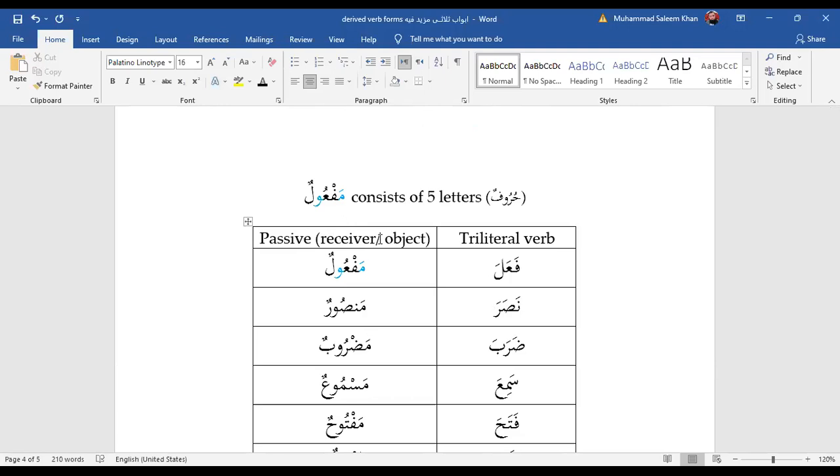Right? So for example, you say, I ate an apple. Who is the doer of the action? I. Yes? Akaltu tufahatan. I ate an apple. And if you say the apple was eaten, now what happened? The apple becomes the object. And I will say ukila at-tufahatan, the apple was eaten.